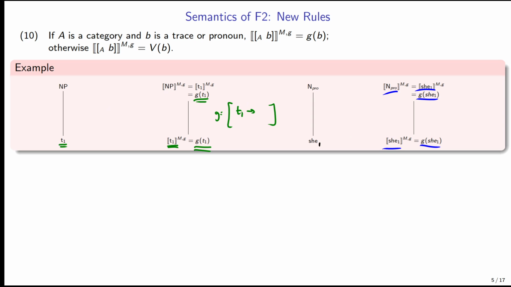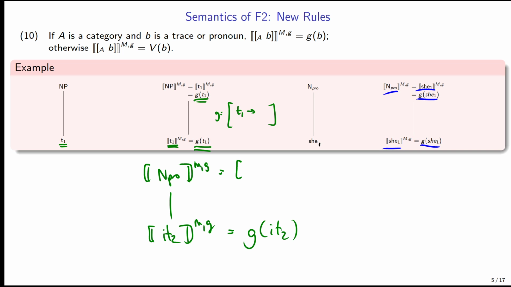That's our first rule. Let's do another example here. Let's say we have a pronoun to it, and this is say it2. Then to get its meaning, in a model and an assignment function, we just use the assignment function on it2. We don't know what that is yet, but we can check at the very end if it's not bound. And npro, MG, is going to have the same meaning as it2 in a model and assignment function, which is also going to be g of it2. Okay, so that's the trace and pronoun rule.